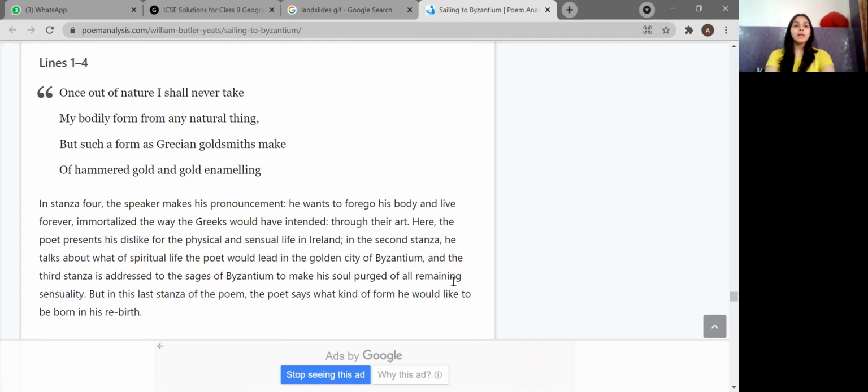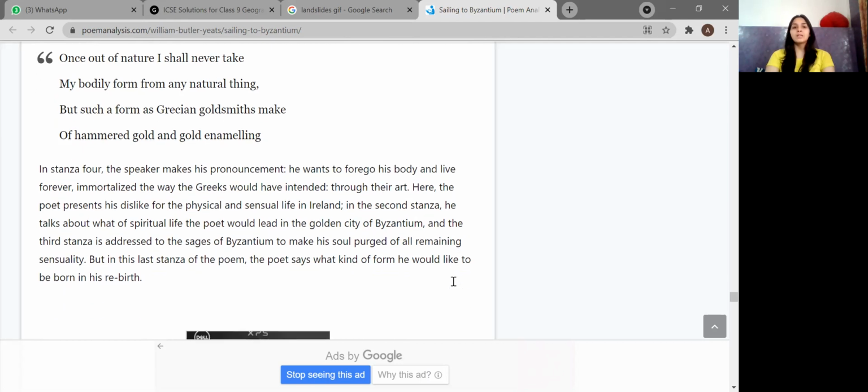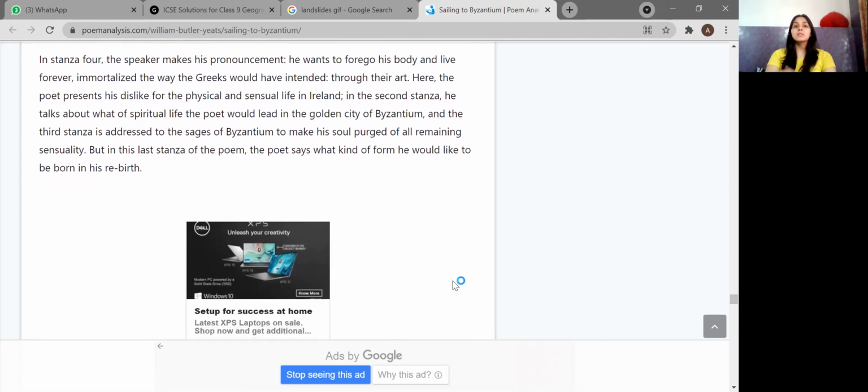Let's see stanza 4, lines 1 to 4. Once out of nature I shall never take my bodily form from any natural thing, but such a form as Grecian goldsmiths make of hammered gold and gold enameling. What do these first 4 lines of stanza 4 mean? The speaker makes his pronouncement, like an announcement. He wants to forgo his body and live forever. That means he wants to die. He wants to leave this temporary body. He wants immortality, the way the Greeks would have intended.